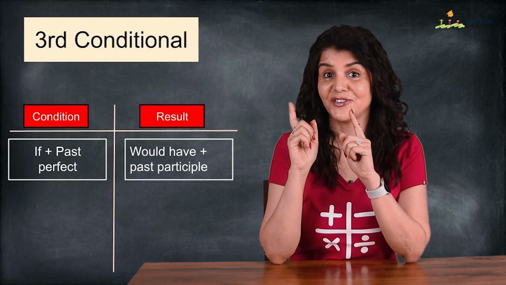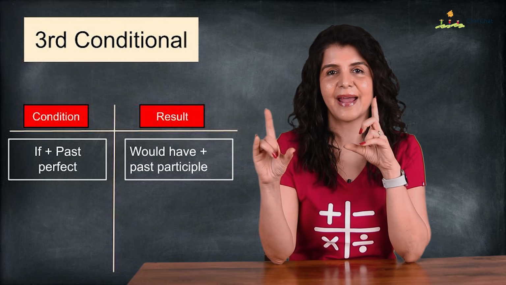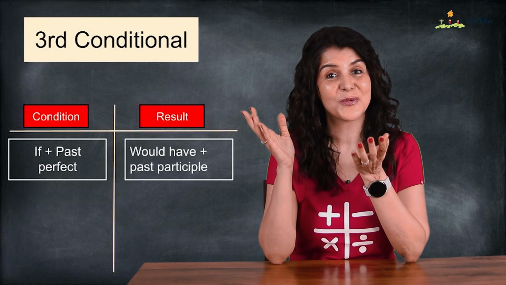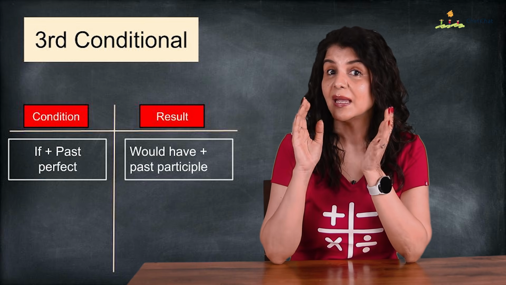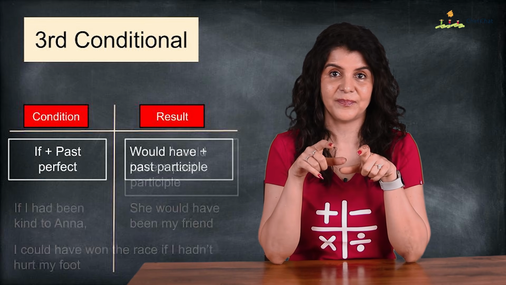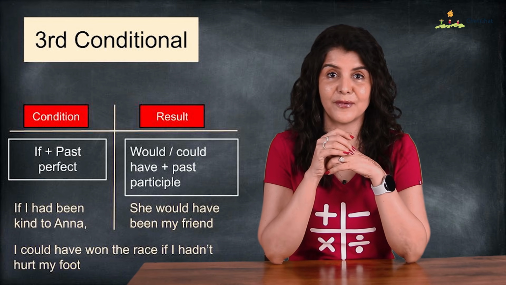Now the third conditional. Basically, just take the second conditional and add have to both sides. Sounds like a mathematical equation. What do we get? We get the if clause in past perfect, and the main clause has a would have plus a past participle. If I had been kind to Anna, she would have been my friend.